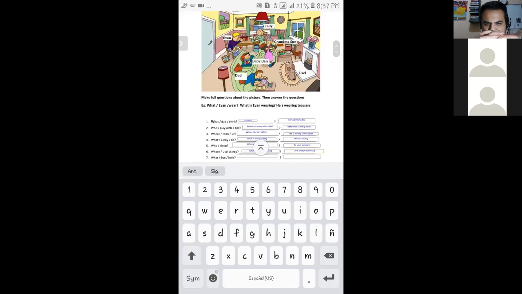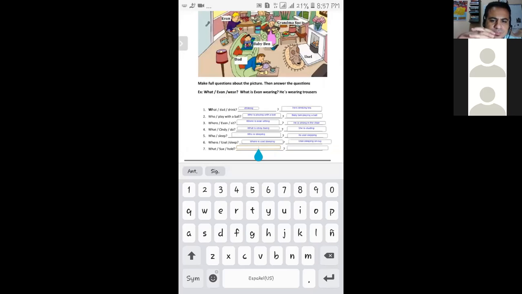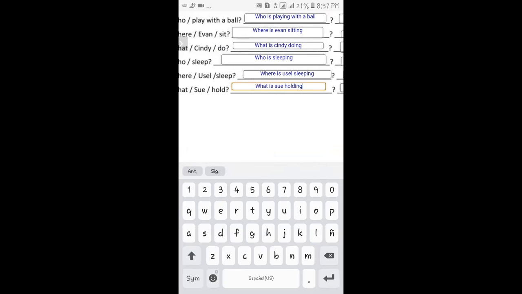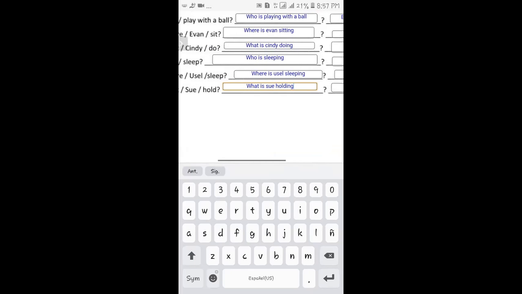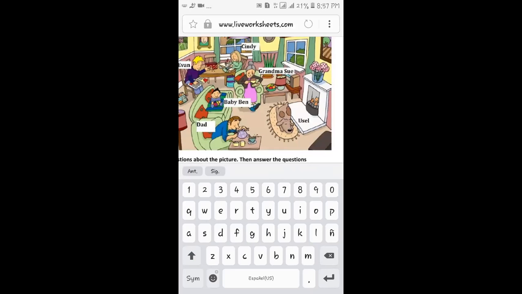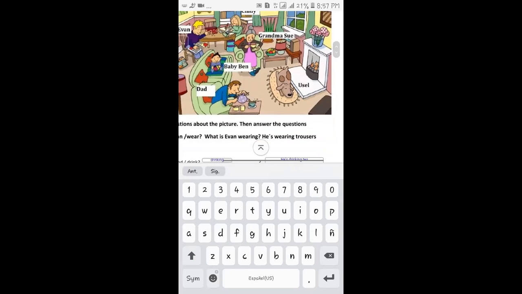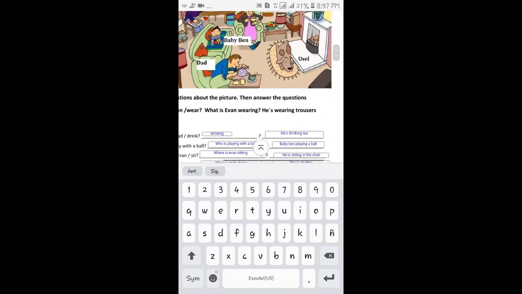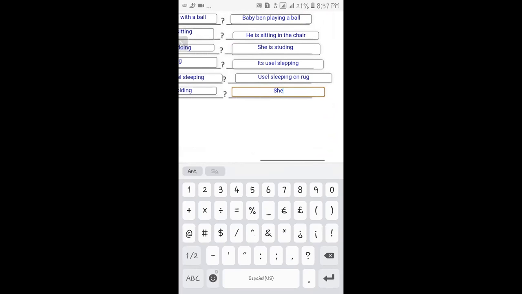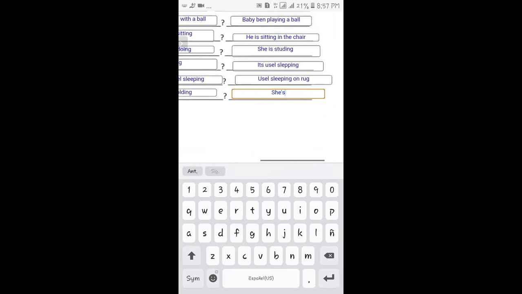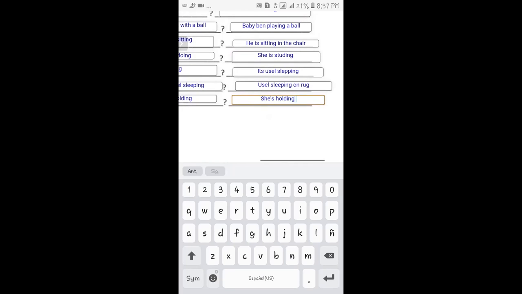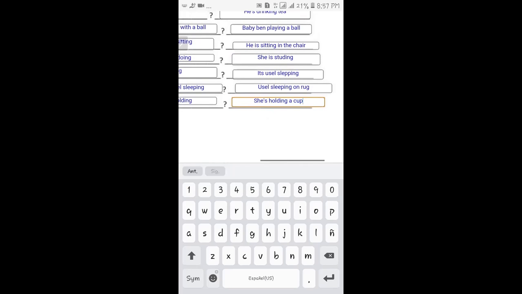What is Su holding? ¿Qué sostiene la abuela, verdad? Sería una taza. Ajá. Una taza. Sí. She is... pero es que hay que ocupar la rayita. She's holding a cup. A cup.